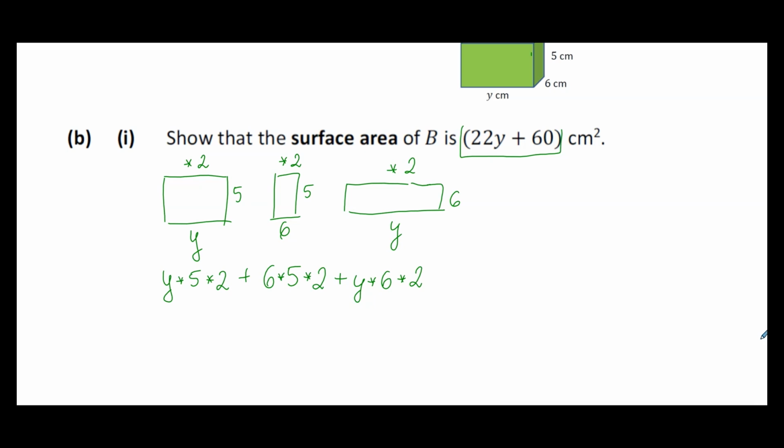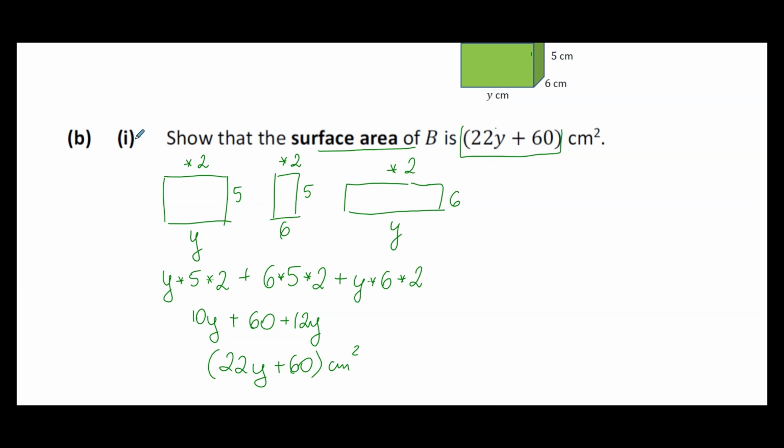Okay, so what can I do here? I know that's where I am going. Well, I can multiply the numbers here, isn't it? 5 multiplied by 2, that will be 10. So I have 10y plus 6 multiplied by 5 multiplied by 2. We put that in the calculator and we get 60, plus 6 multiplied by 2, that is 12y. So again, I have to have one value of y. So my 10y and my 12y together, that will be 22y. And then plus 60. So this is an expression for the surface area of B.